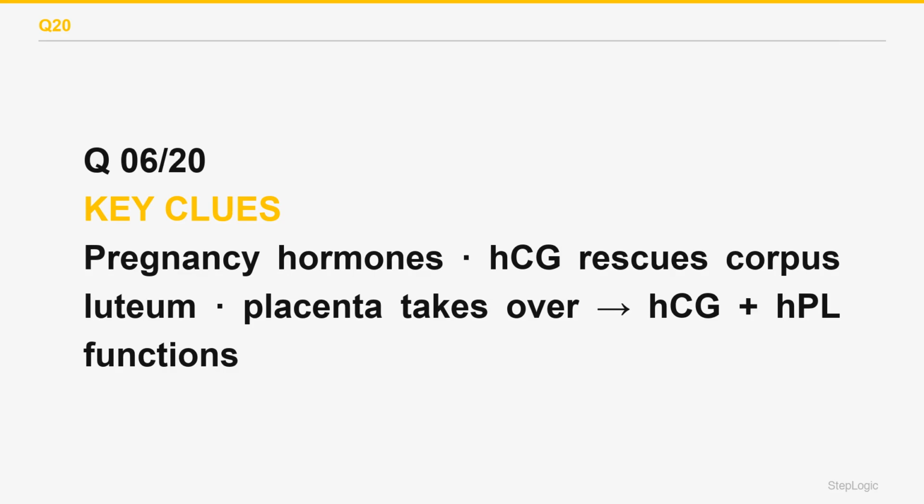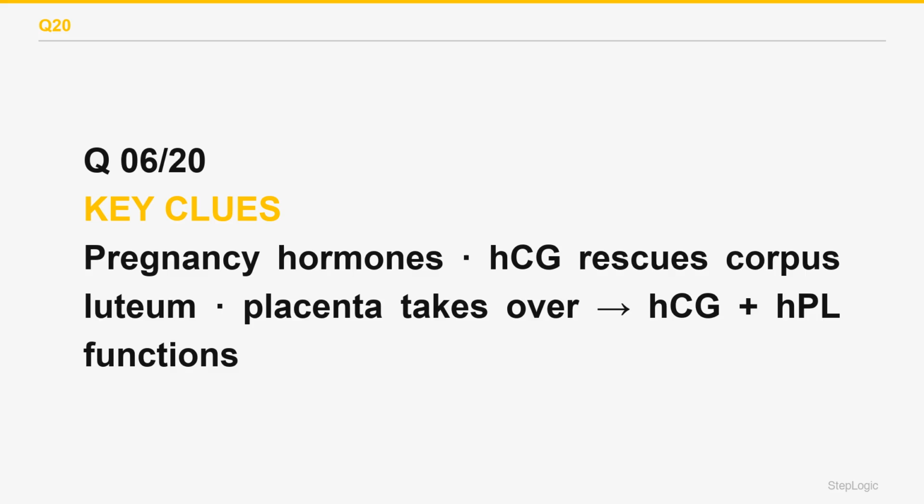Human chorionic gonadotropin, HCG, made by the syncytiotrophoblast, rescues and maintains the corpus luteum in the first trimester, so it keeps secreting progesterone to sustain the early pregnancy. HCG shares its alpha subunit with LH, FSH, and TSH. The beta subunit confers specificity, which is why very high HCG, as in molar pregnancy, can stimulate the thyroid. After the first trimester, the placenta takes over progesterone production, so the corpus luteum is no longer essential.